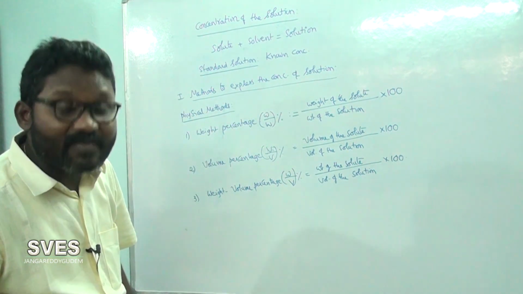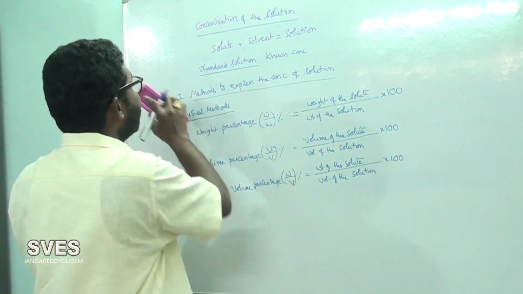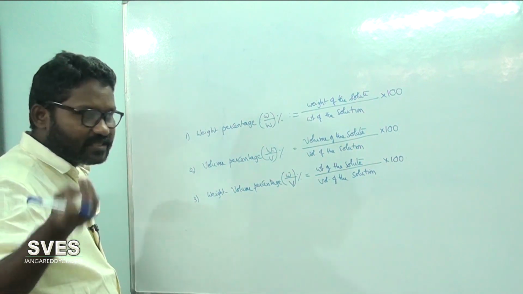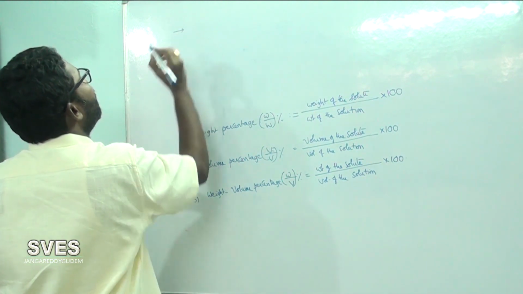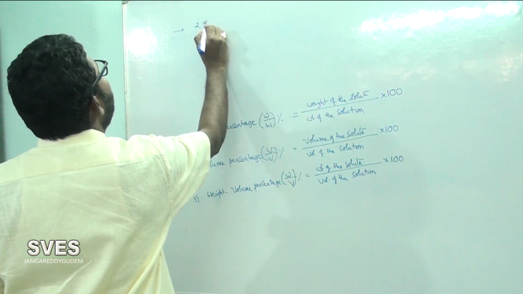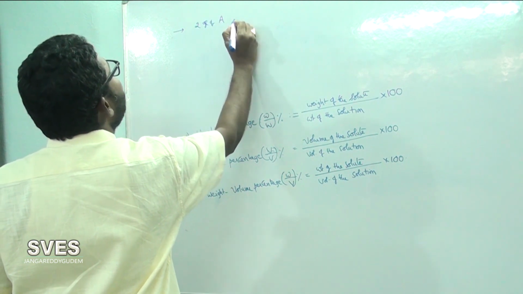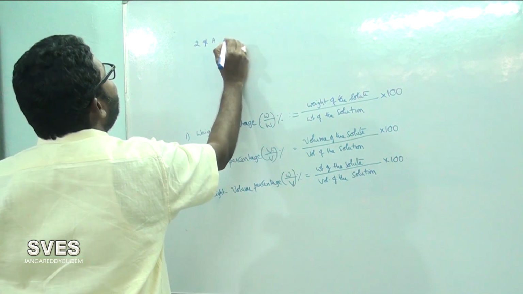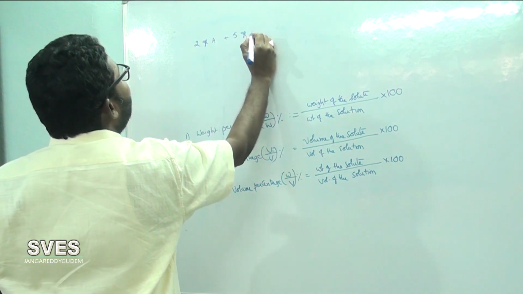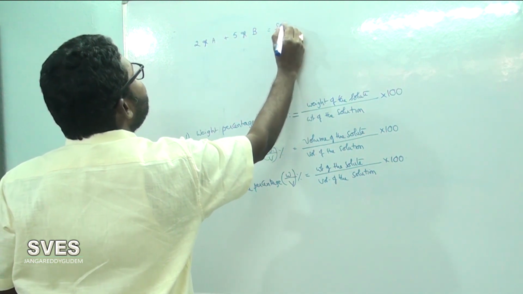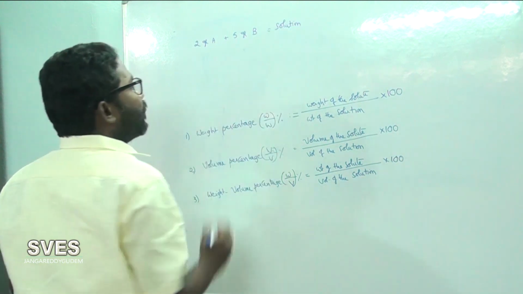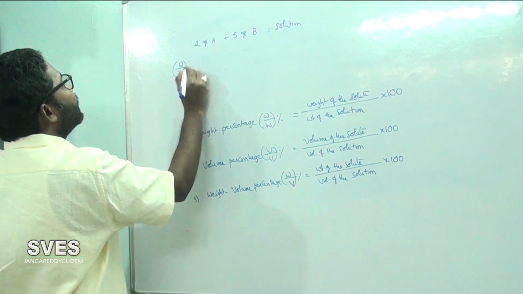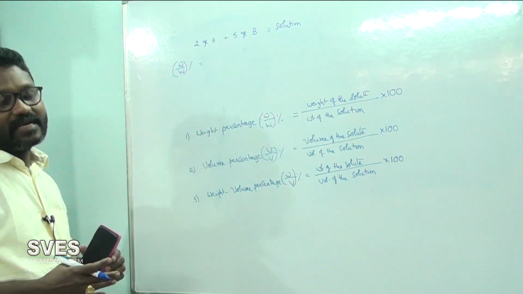Now let us see chemical methods. Those are very important. But before going to chemical methods, let us see a simple problem. For example, if you mix 2 grams of A with 5 grams of B to form a solution, I want the weight percentage. How can we calculate weight percentage?